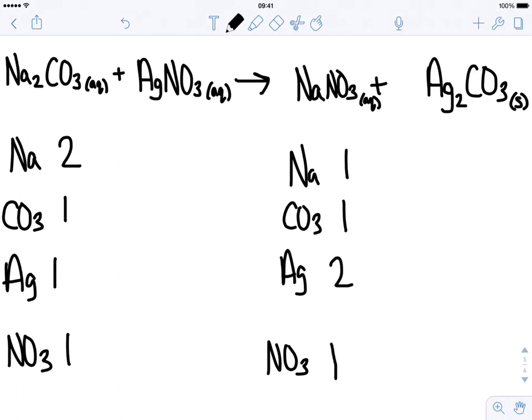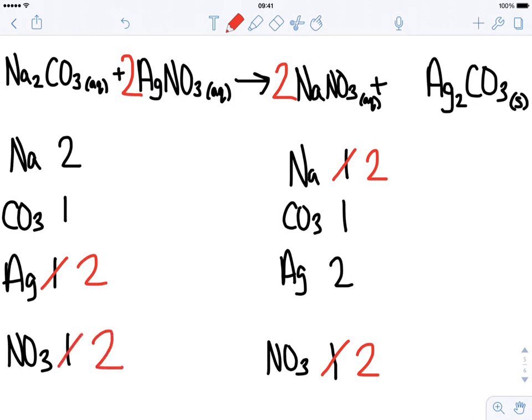Okay, so this equation is not balanced. So I'm going to look at the sodiums first. So there's 2 on the left and only 1 on the right. So if I put a 2 here, that's going to give me 2 sodiums. But remember, this 2 applies to this whole compound, so it's also going to give me 2 nitrates. Okay, now if we look at silver, there are 2 on the right, but only 1 on the left. So if I put a 2 right here, that gives me 2, and it also affects the nitrates, so that's going to give me 2 nitrates, and now it looks like we're balanced.